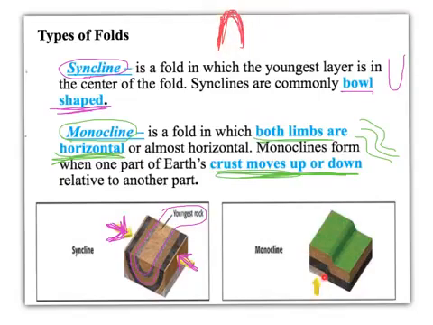In the monocline, your limbs are horizontal to each other, and then there's a little bend between them. It's almost an S shape, so you get more of a step-like structure than you get a bowl or an arch. They are step-like. And again, the force causing this is one of the sides moving up compared to the other side.